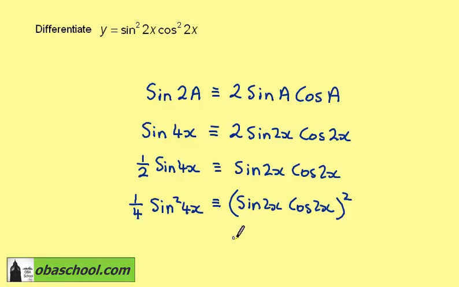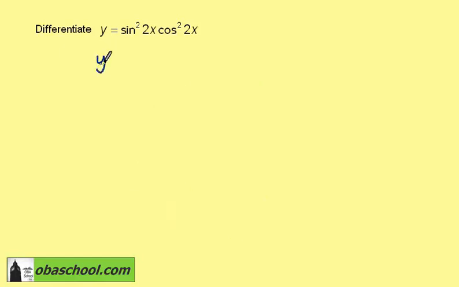Note the right-hand side is the same as the expression we're trying to differentiate, so we can just differentiate the quarter sine squared 4x instead. So let's differentiate the quarter sine squared 4x, which we know is equivalent to the expression above. We could rewrite this as a quarter times sine 4x, all squared.